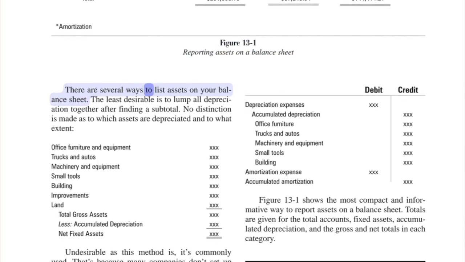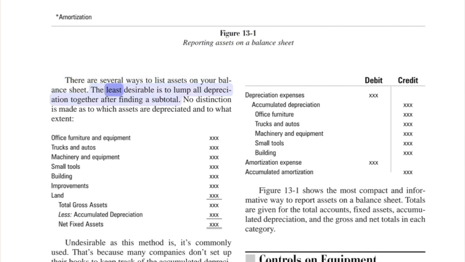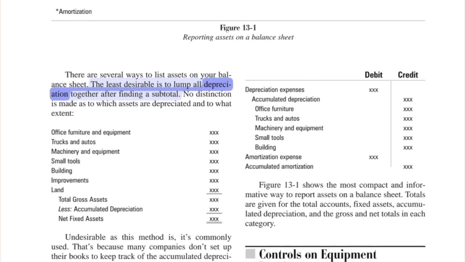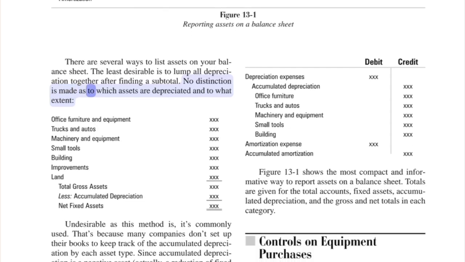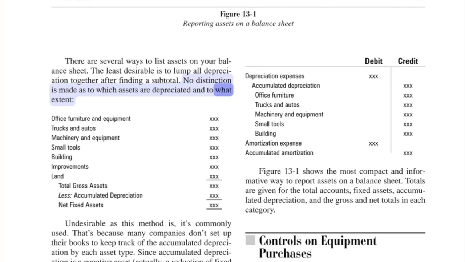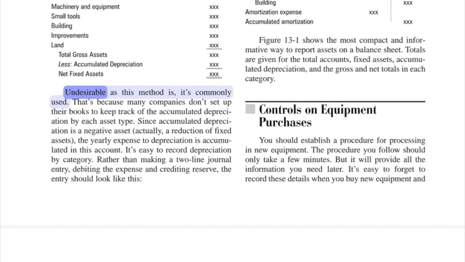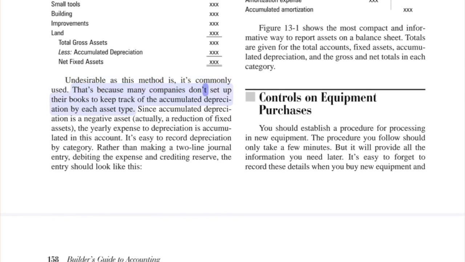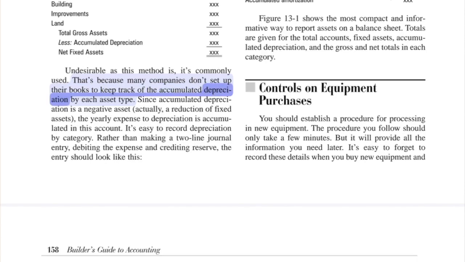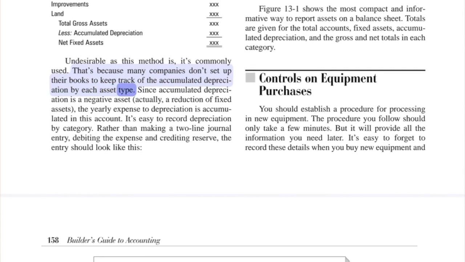There are several ways to list assets on your balance sheet. The least desirable is to lump all depreciation together after finding a subtotal. No distinction is made as to which assets are depreciated and to what extent. Undesirable as this method is, it's commonly used. That's because many companies don't set up their books to keep track of the accumulated depreciation by each asset type.